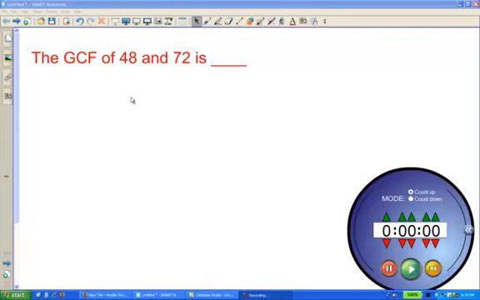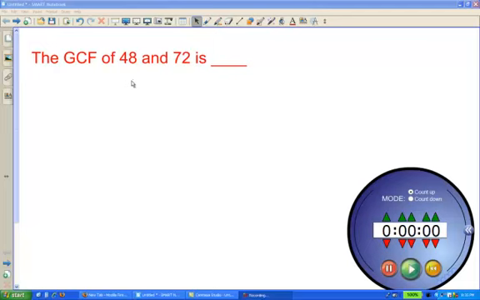This is a great, I repeat, great GCF problem. GCF, of course, means greatest common factor. The GCF of 48 and 72 is blank. I don't know it. So this is frustrating. This is going to take a while. This is a long problem.